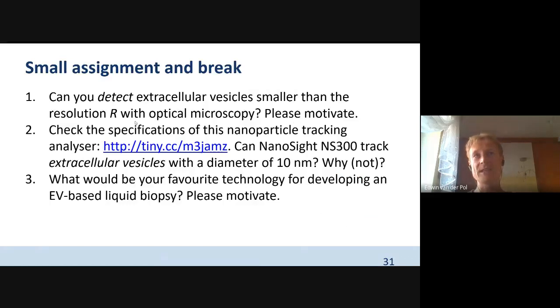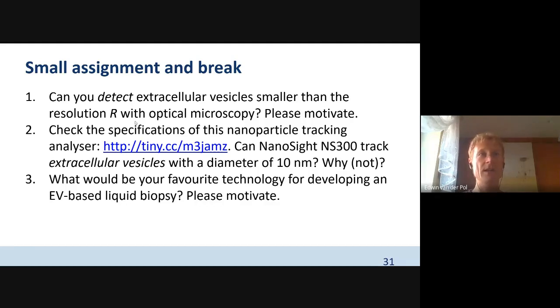That was a tricky question because you can in fact measure signals with a normal microscope of objects that are below the resolution R of the microscope. Only you have to be careful with interpreting these data. All right, very nice.